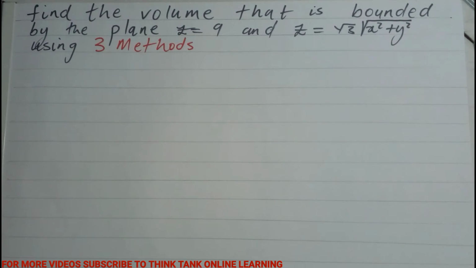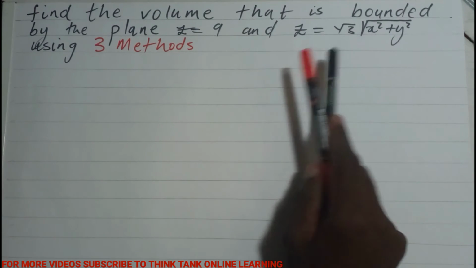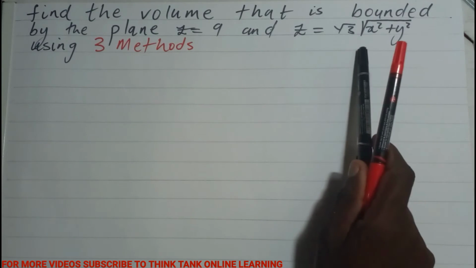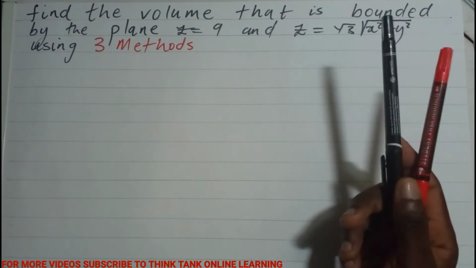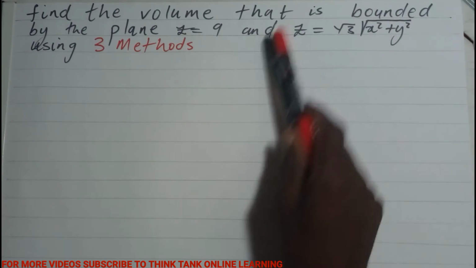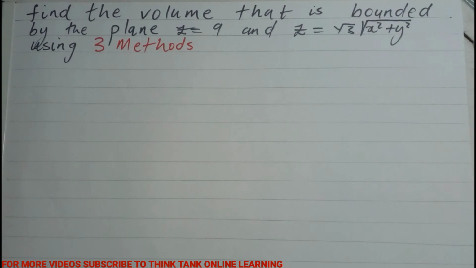In this video, I want to find the volume bounded by the planes z equals 9 and z equals root 3 times the square root of x squared plus y squared, using three methods. The first method, which is simple, is cylindrical coordinates. Then we're going to use spherical coordinates, and then the general formula to find the volume of this shape.